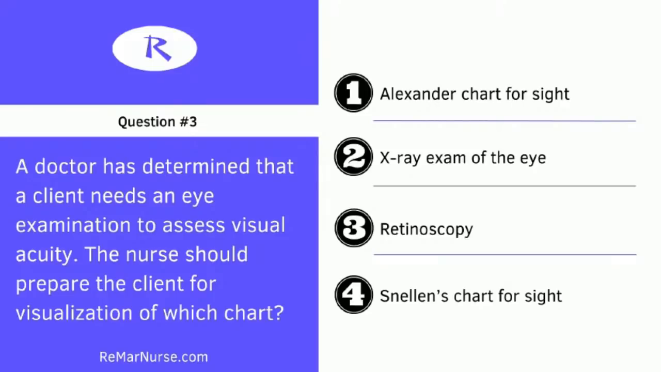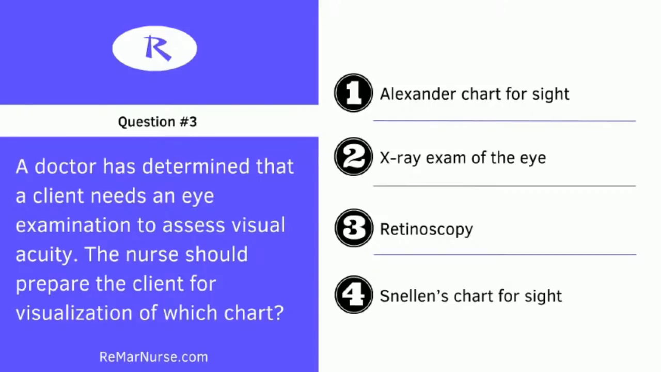A doctor has determined that a client needs an eye examination to assess visual acuity. The nurse should prepare the client for visualization of which chart? Is it going to be number 1, the Alexander chart for sight, 2, X-ray exam of the eye.